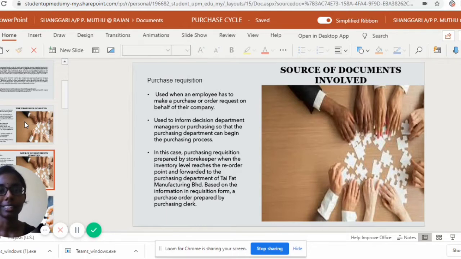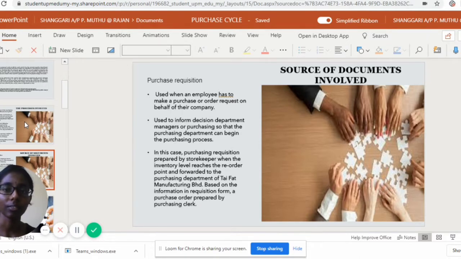And the second requirement is the source documents involved. Basically, there are 8 documents involved in this case, which are purchase requisition, purchase order, vendor invoice, receiving report, accounts payable subsidiary ledger, checks, credit note, and vendor statement.